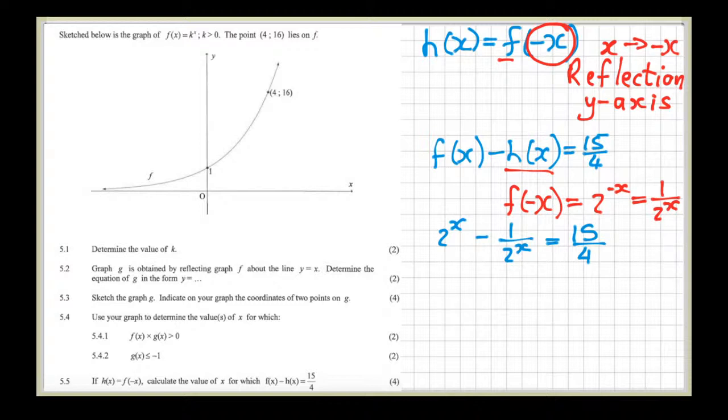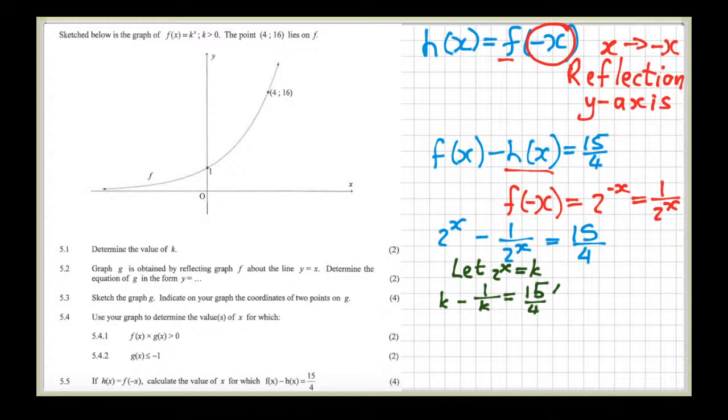Oh wait, what am I sitting with here? This is a grade 11 exponential equation that I've got to solve. I hope you still remember how. If you don't, it's maybe now a good chance to pay attention. In a case like this, ladies and gents, I love to do the k method. In other words, let 2 to the x equal k. So I'm going to sit here with k minus 1/k equal to 15/4. And I'm going to try and solve this.